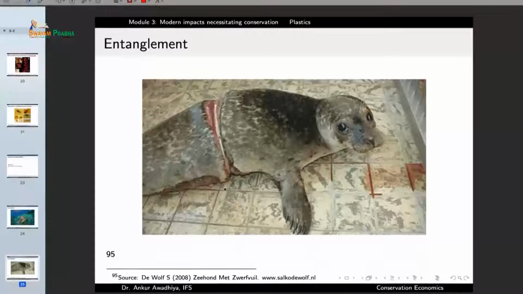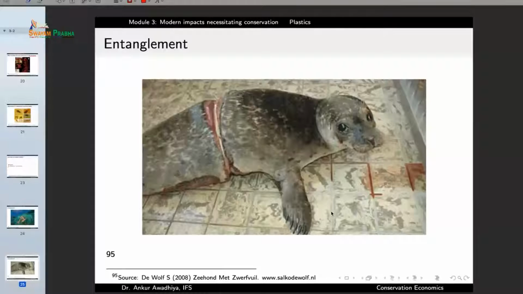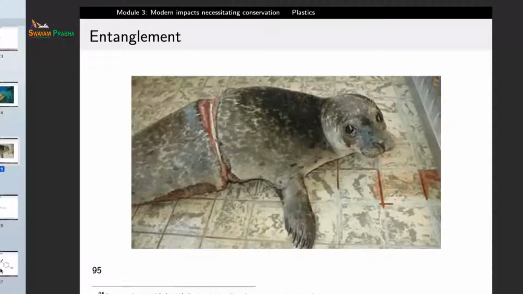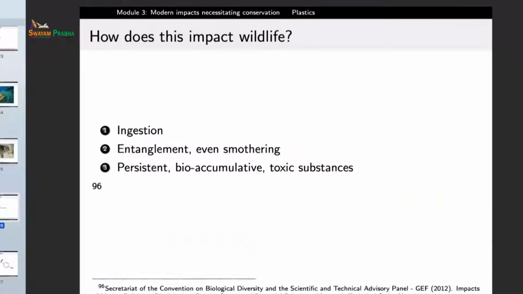And then, when this seal started to grow in size, the plastic started to cut into its body. And here we can see that this plastic is cutting into the body of the seal. We can observe these things in a number of animals. I have seen some monkeys in the forest that have plastic tied across their waist, and those monkeys are unable to feed because this plastic is pressing against their bodies. So, entanglement is another way in which plastics decimate our biodiversity.